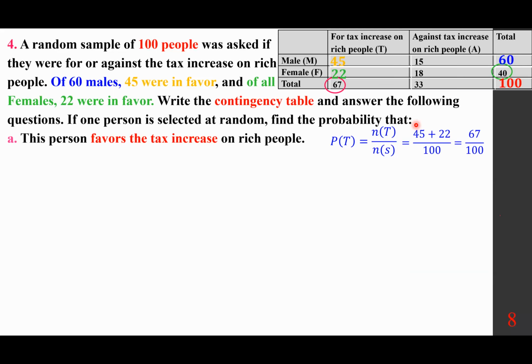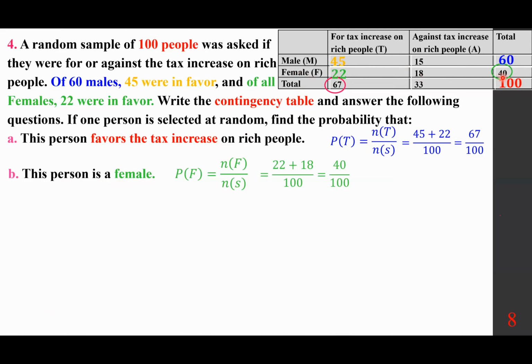All right. This person is a female. Well, again, as I mentioned, N of F over N of S, the denominator is the first one I like to go with. It's 100. N of F, you look at the F, 22 and 18, 40.